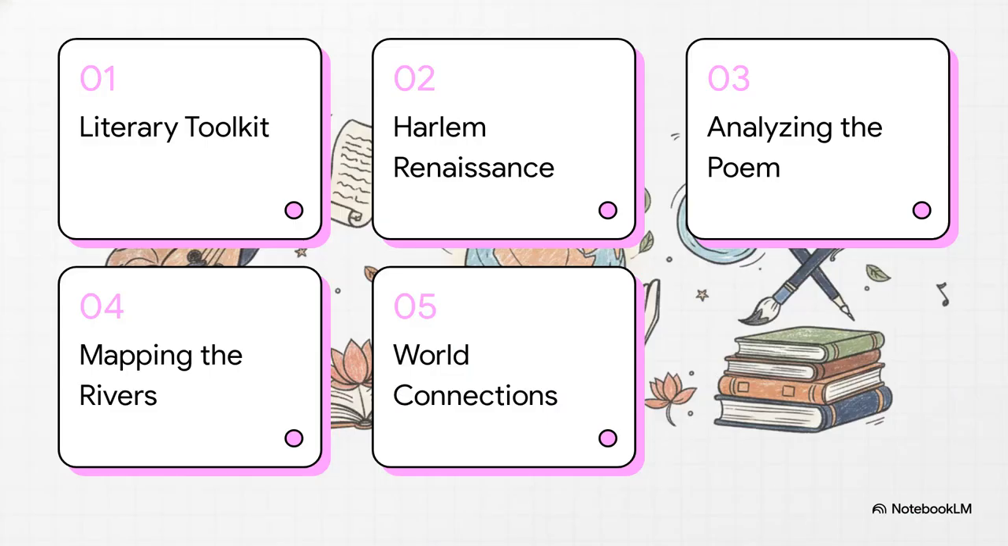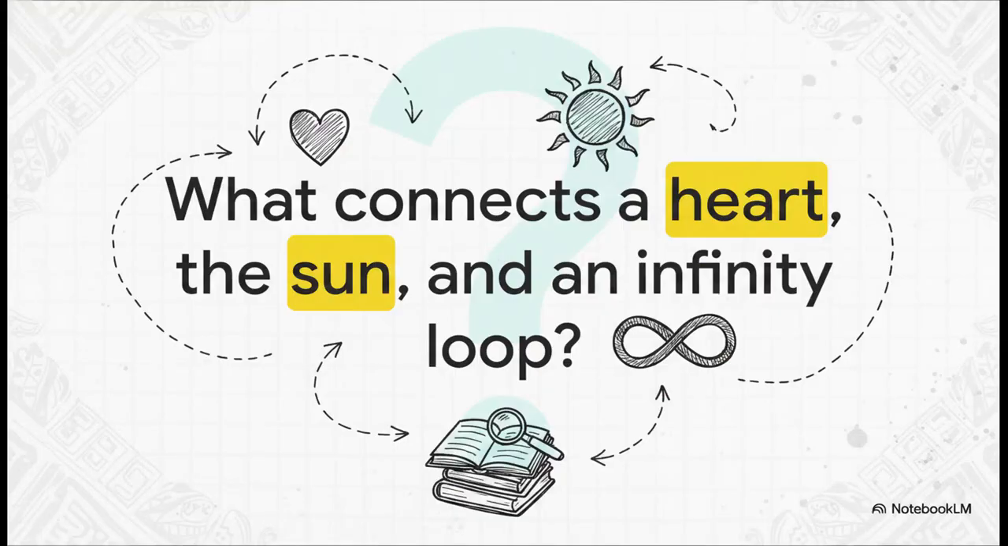Here's our roadmap for today. We've got 5 main stops. First, your literary toolkit. Then, the Harlem Renaissance, followed by analyzing the poem, mapping the rivers, and finally, how literature connects our world.